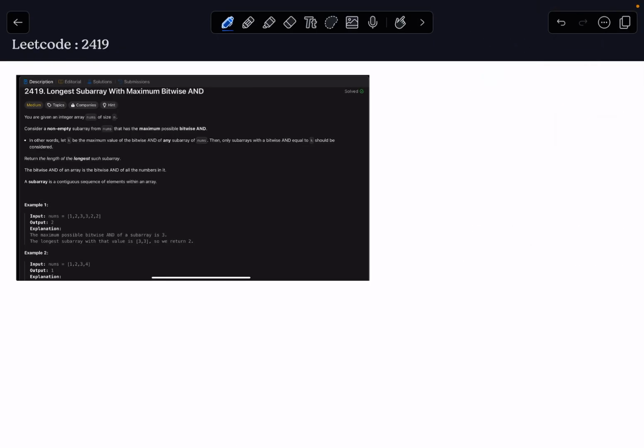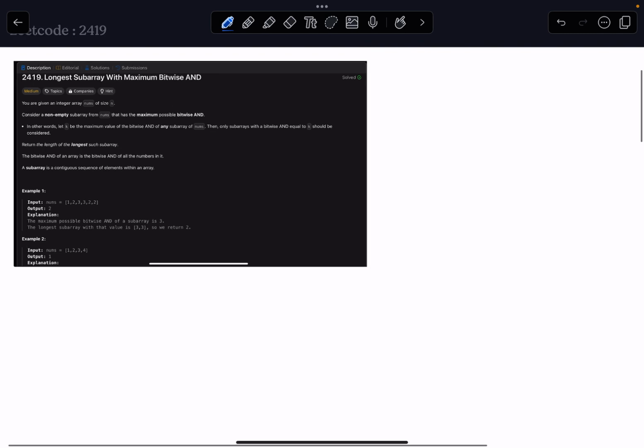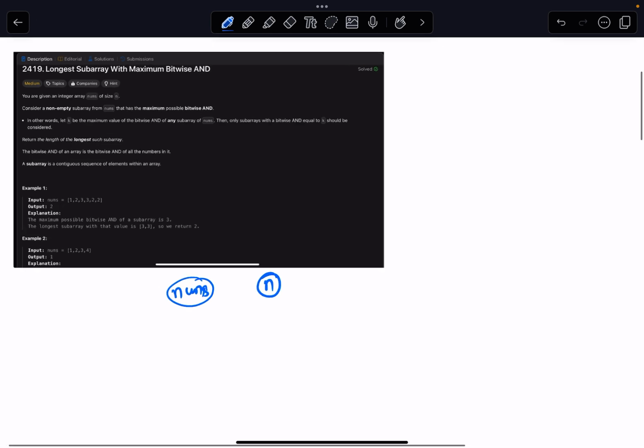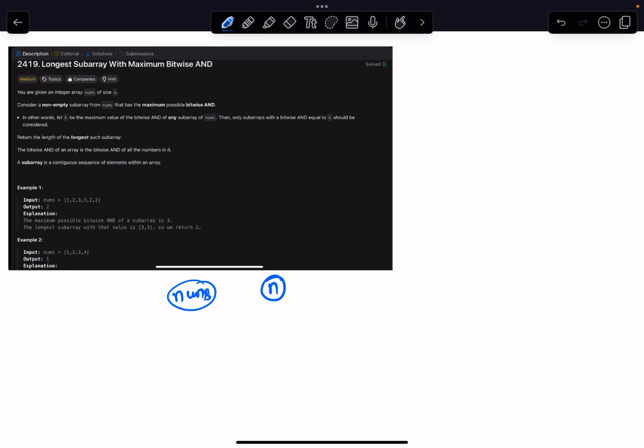Yeah, hello everyone. Today we are discussing the problem of Leetcode 2419, longest subarray with maximum bitwise AND. In this question, you are given an array nums and the size of the array is n. There are two parameters given. Now we have to find the longest subarray.